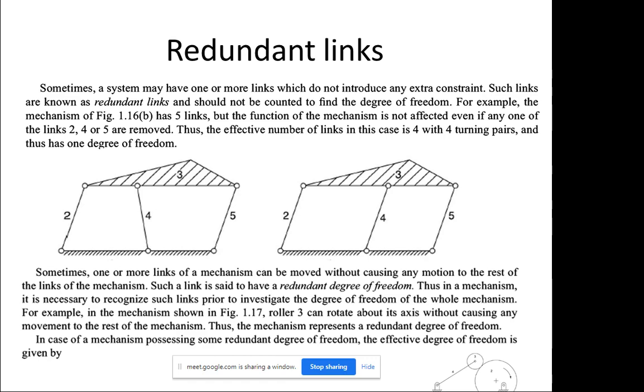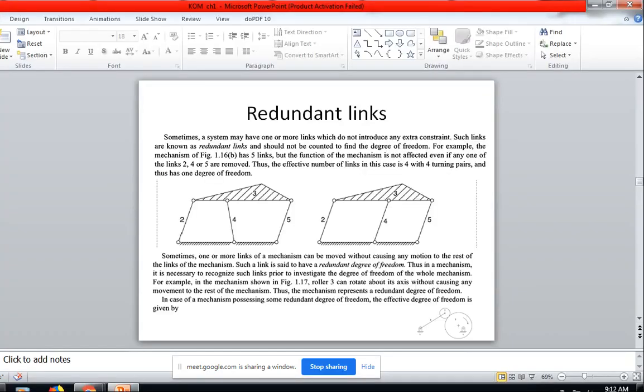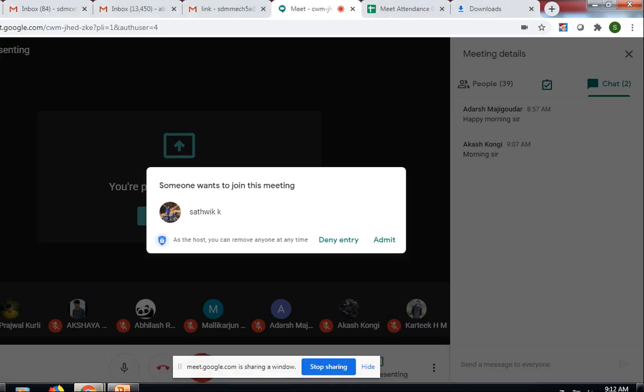So even though there are 5 links shown there, it is nothing but only 4 links, because in both the figures you can see that if you remove any one link from 2, 4, 5, it will not make any impact on that. So this type of thing is known as a redundant link.